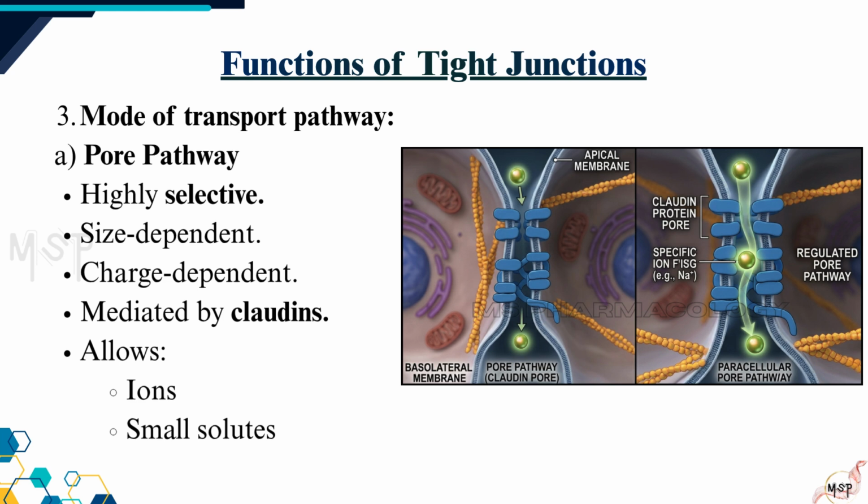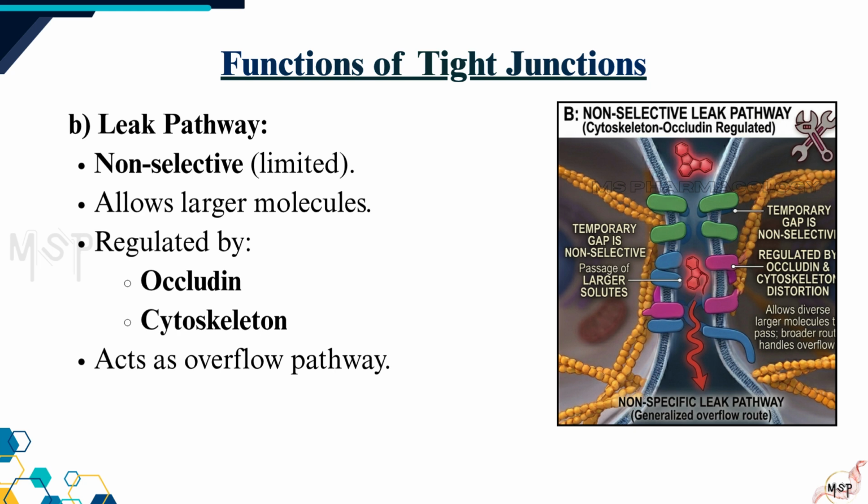When it comes to actual transport, there are 2 distinct modes. The first is the pore pathway. Picture the pore pathway as a selective checkpoint. It restricts entry based on size and charge, allowing only certain ions and small solutes to pass while blocking others. Unlike the pores, the leak pathway is non-selective. It allows larger molecules within a limited range to pass. This is not controlled by claudins, but is regulated by occludin and the cell's cytoskeleton. It is a broader route that handles the overflow of larger solutes.